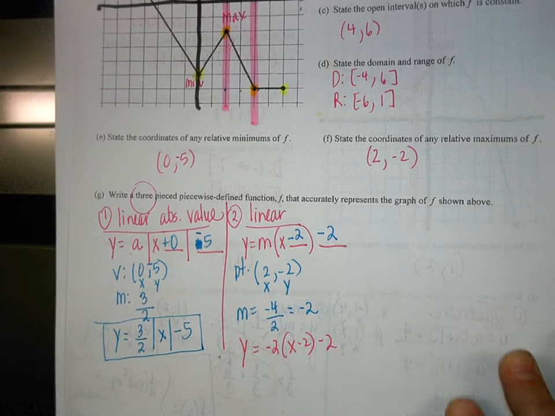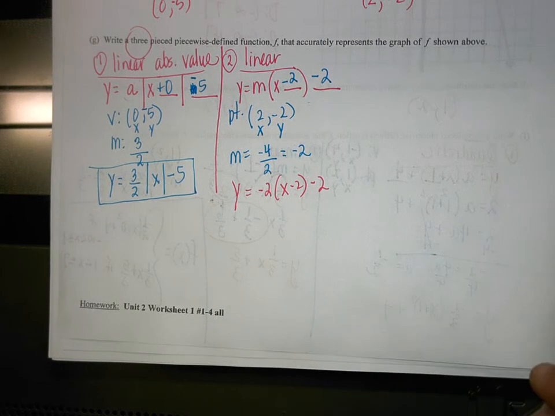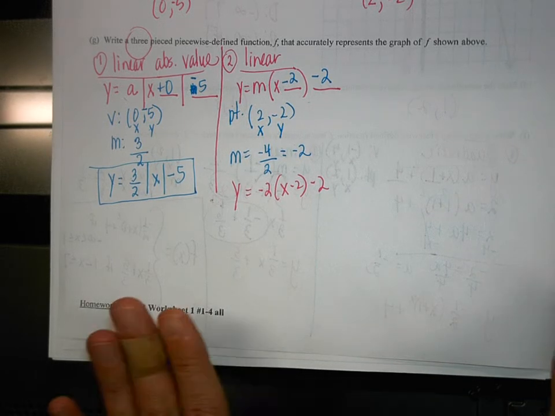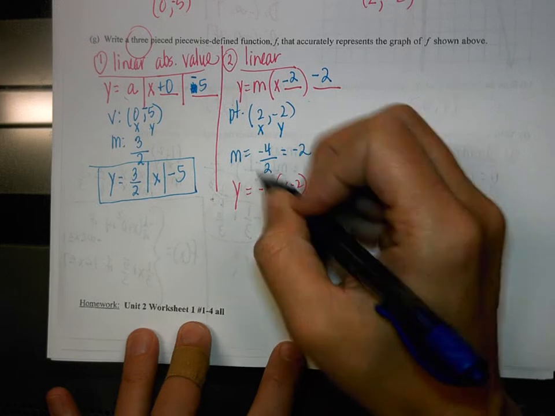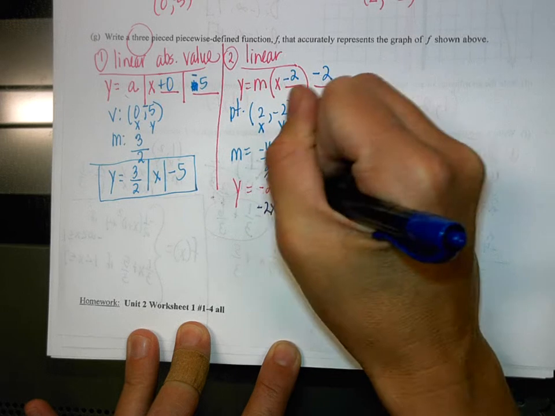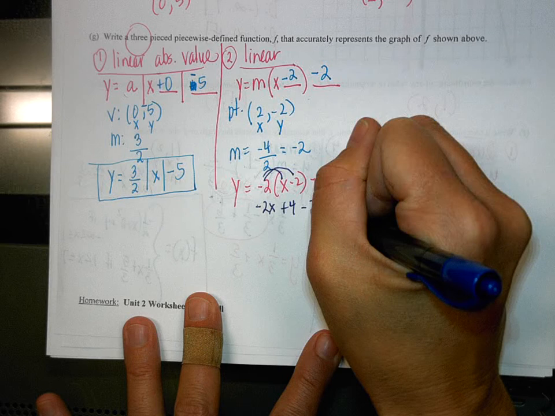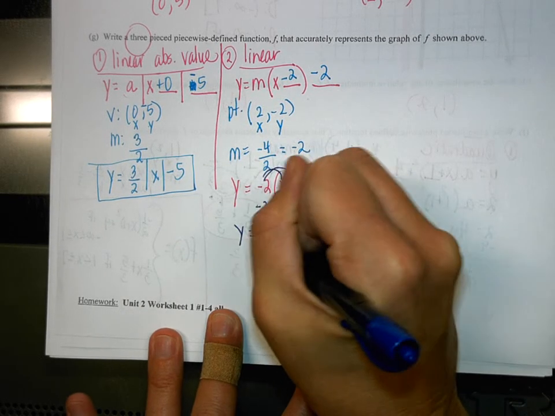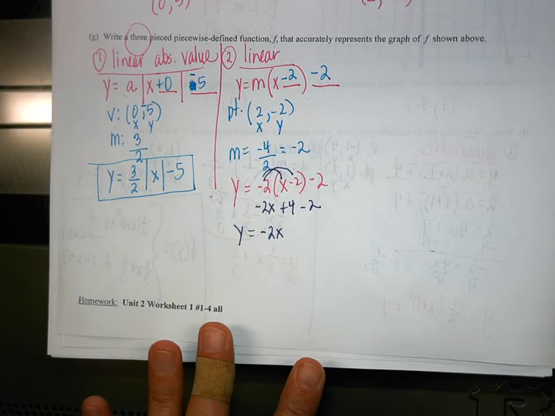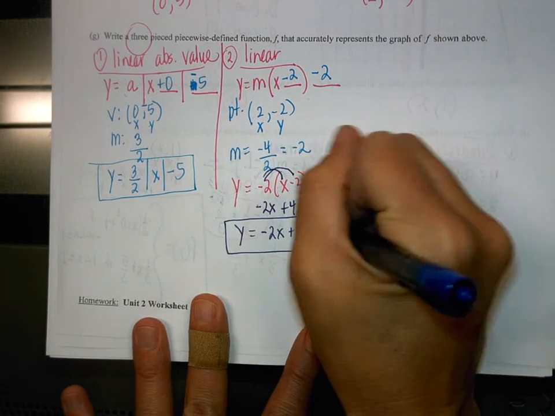Now, the nice thing about this function is that there's no fractions. This one is very easy to simplify, I think. So let's go ahead and simplify it. Do you know what I mean by that? Distribute the -2 and combine like terms. So -2 times x is -2x, and -2 times -2 makes a +4, and then we have that -2, and so we end up with y equals -2x, and then 4 minus 2 is +2. Okay, so we have our second linear function.